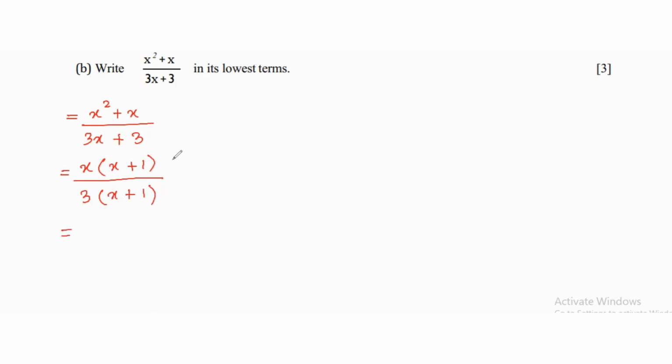As you can see, there's an x plus 1 in the numerator and there's an x plus 1 in the denominator, which is being multiplied to 3. So we can cancel out the x plus 1s. Let me use the color. And that gives us x over 3. So this is your answer in the lowest terms. Since x and 3 don't have anything in common, we can't further factorize it.